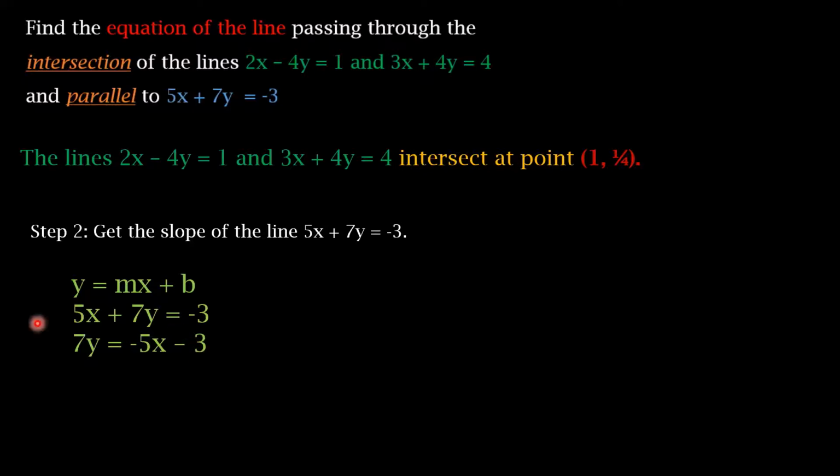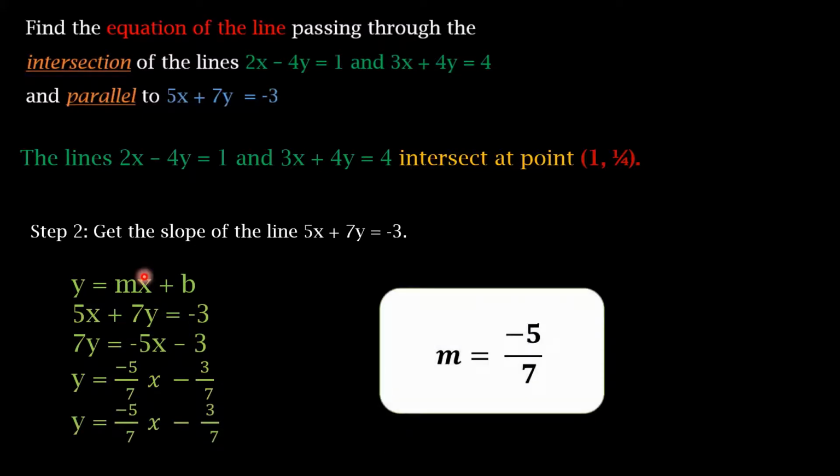And again, to solve for y in here, we would divide by 7 both sides, and that would give us y is equal to -5/7x minus 3/7. Observing this equation, we can tell that the value of m as the slope is -5/7. Okay, this is the slope of the line 5x plus 7y is equal to -3.